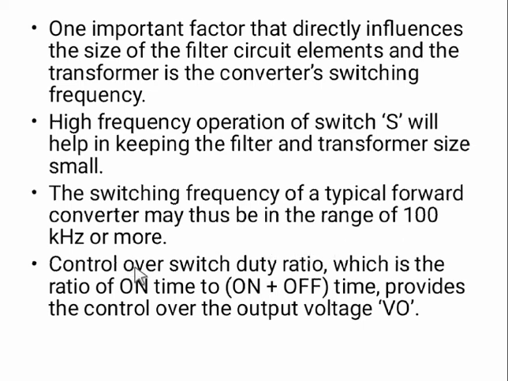So control over the switch duty ratio, which is the ratio of T on time to T off time, provides the control of the output voltage, which is already covered in the DC to DC converter. So the duty ratio is used to control the output voltage. If we increase the duty ratio, the output voltage will also increase. If we decrease the duty ratio, the output voltage will decrease.